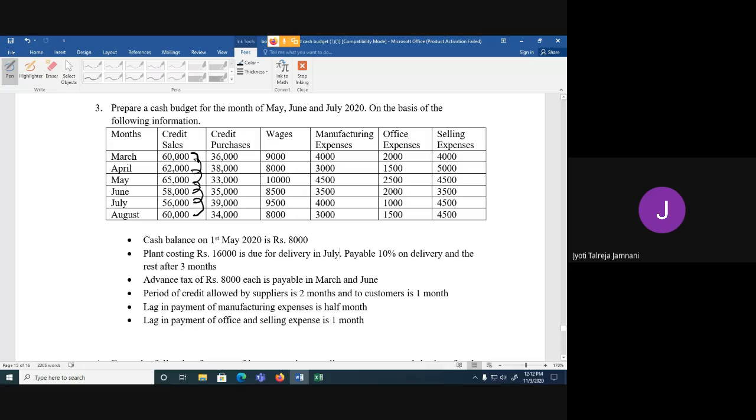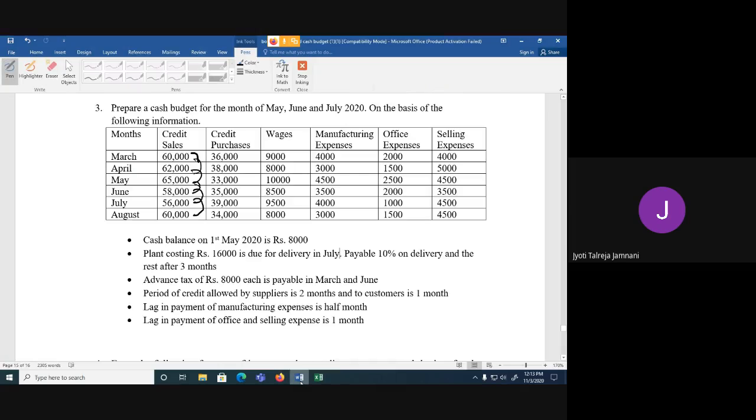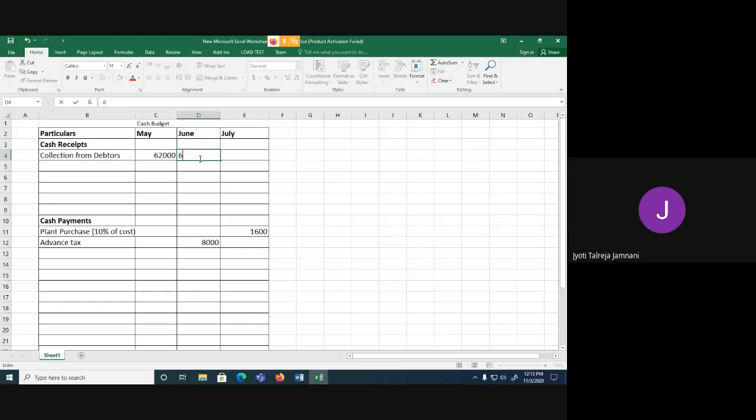Let's see. So 60,000 of March will be received in April, but we are not preparing cash budget for April, so we are not entering it. April 62,000 will be received in May. We have a cash budget for May, so April 62,000 I will show in May. And this is nothing but collection from debtors, or you can also call it accounts receivable. So April 62,000 in May we received. Then May 65,000 will be received in June, and June 58,000 will be received in July.